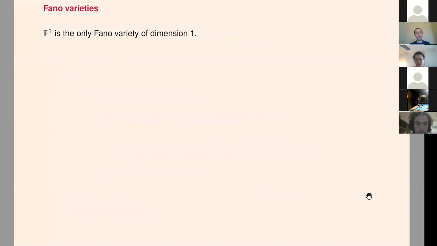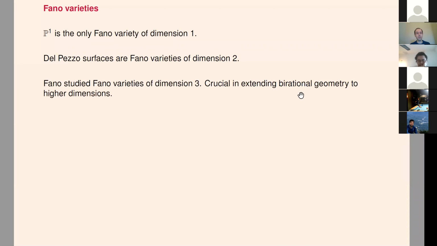Now, P1 is the only Fano variety of dimension 1. But in dimension 2, we have a lot more. Del Pezzo surfaces are Fano varieties of dimension 2. It's just another terminology for Fano varieties in dimension 2. For example, you can construct them using the toric procedure that I described, or you just take P2 and blow it up in several points. If you pick the points nice enough, then you get Fano varieties. So it can give you infinitely many Fano varieties, in fact.